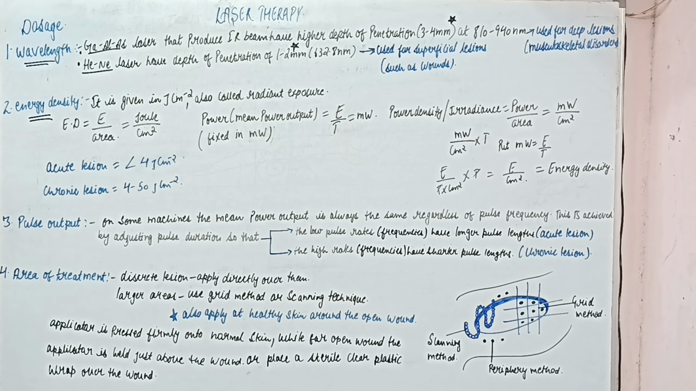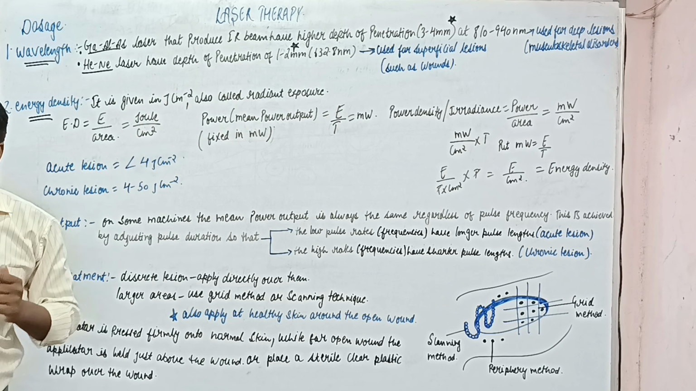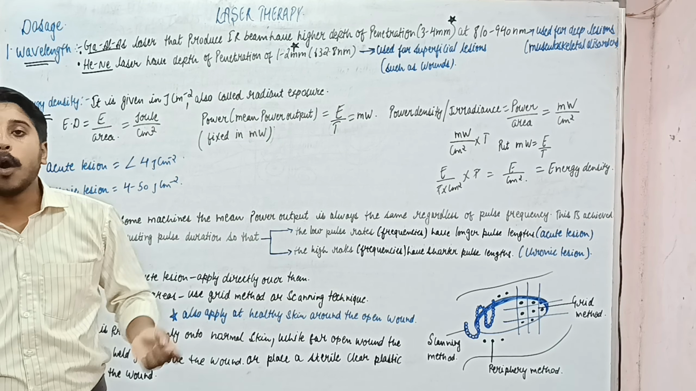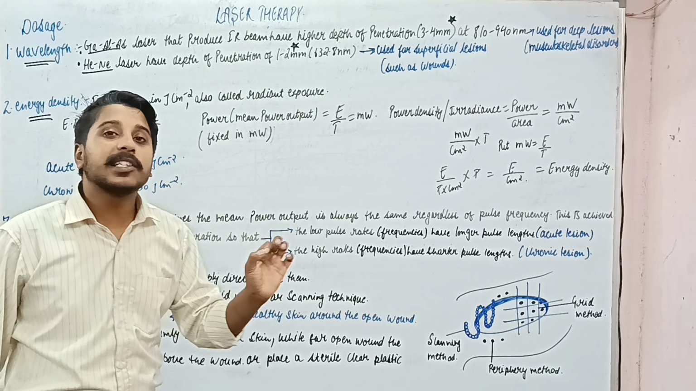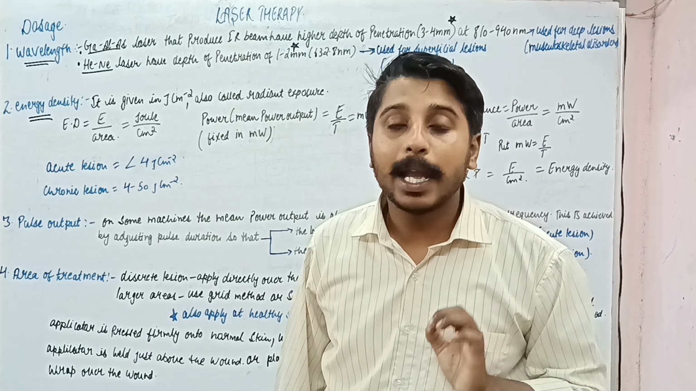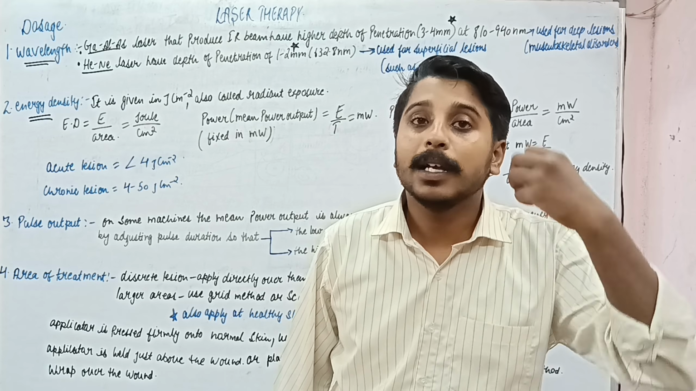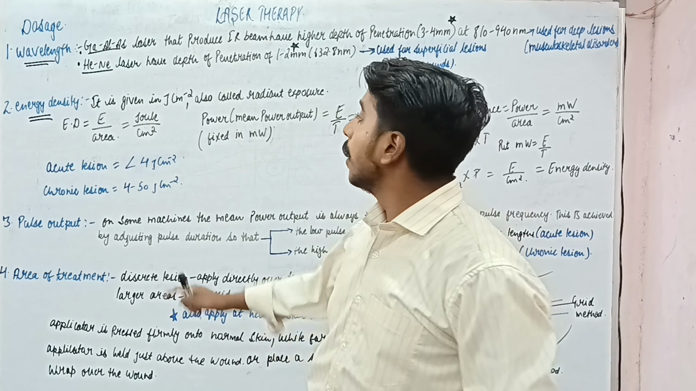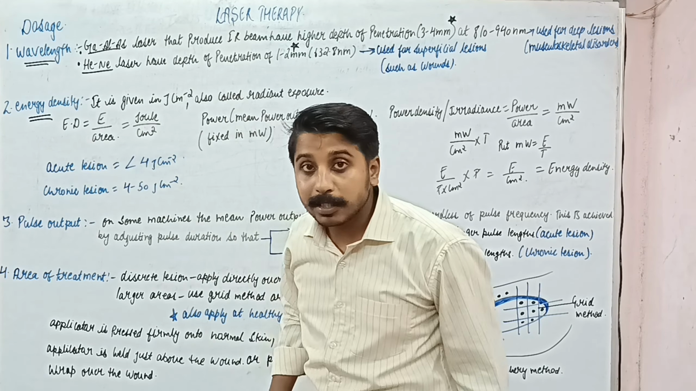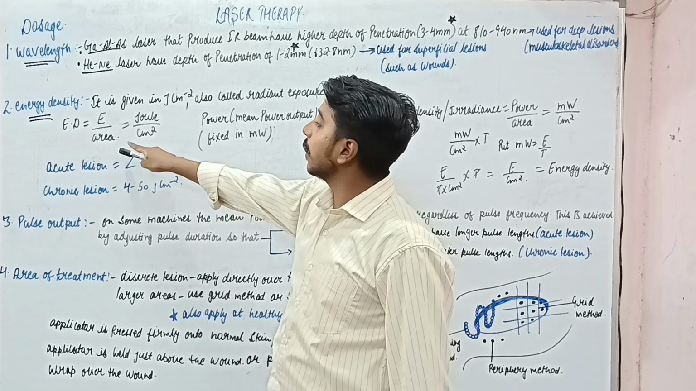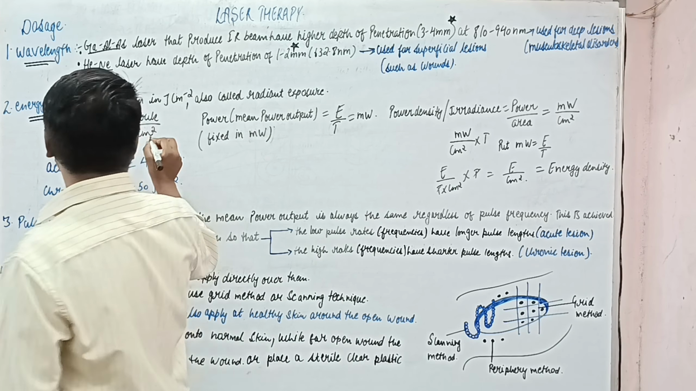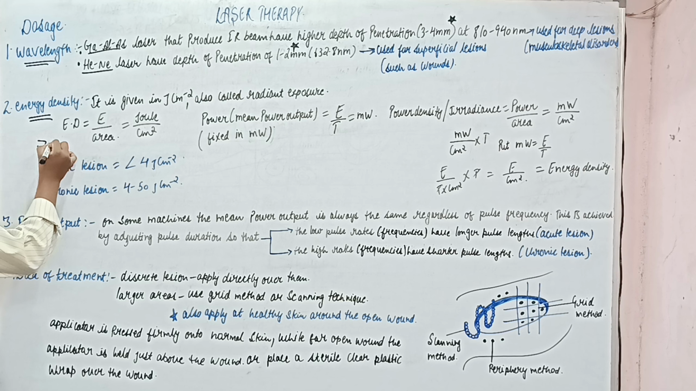This is a bit mathematical, so you just need to focus on what I am saying. Energy density is given by joule per centimeter square, and energy density is also called radiant exposure. Energy density means the energy falling on a unit area. So ED, energy density, is equal to E upon area. The unit of energy is joule and area is centimeter square, so energy density becomes joule per centimeter square.